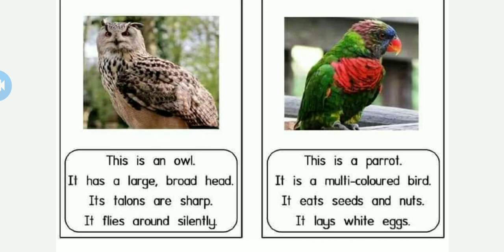Next slide. This is an owl. It has a large broad head. Its talons are sharp. It flies around silently. I read it again. This is an owl. It has a large broad head. Its talons are sharp. It flies around silently.